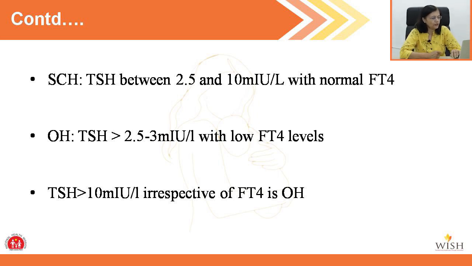Similarly, for overt hypothyroidism, if the TSH level is more than 2.5 to 3, you have to suspect hypothyroidism and manage accordingly. Similarly, if TSH is more than 10 international units, irrespective of the level of thyroid hormone, this is an overt hypothyroidism and it needs immediate management.